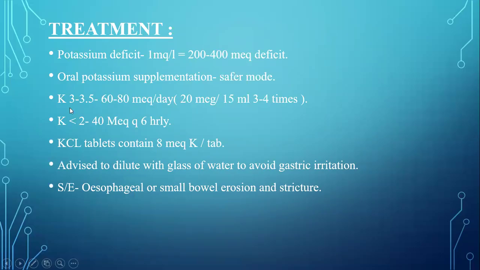If potassium is between 3 to 3.5, the recommended dose is 60 to 80 milliequivalent per day of oral potassium. 15 ml of potassium chloride contains 20 milliequivalent of potassium. So 15 ml you have to administer 3 to 4 times per day. If potassium is less than 2, you have to give 40 milliequivalent every 6 hourly, that is 30 ml every 6 hourly.